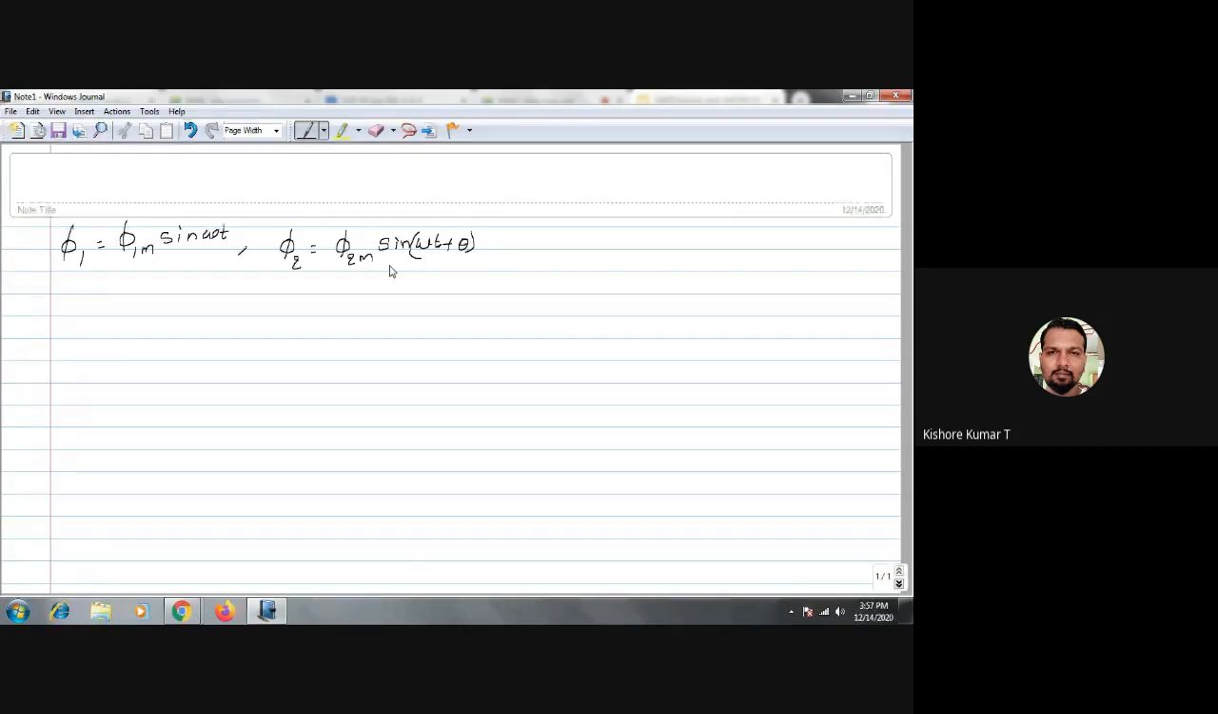If there is no phase shift provided between the two fluxes phi 1 and phi 2, then even in the presence of a fault this disc will not rotate, due to which the fault will not get cleared. So that is the purpose for which we have to consider a phase shift between two fluxes. Is it clear?